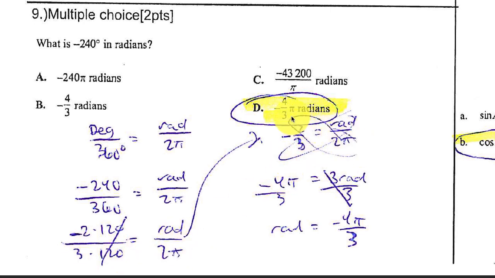Here you're going to cross multiply. The negative, I decided just to leave it in the numerator. So negative 2 times 2 pi gives you negative 4 pi. 3 times radians gives you 3 radians. And then to solve for radians, I'm going to divide by 3 on both sides. Radians equals negative 4 pi over 3, which is your letter choice D.